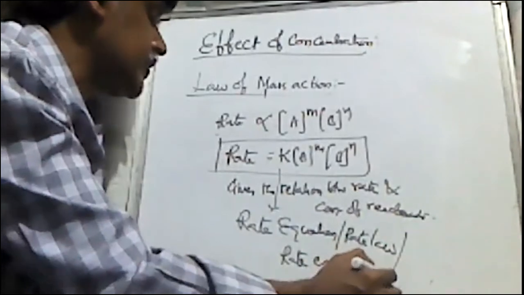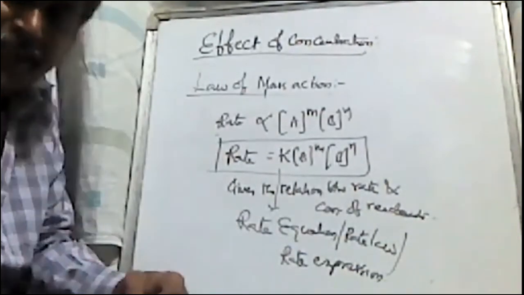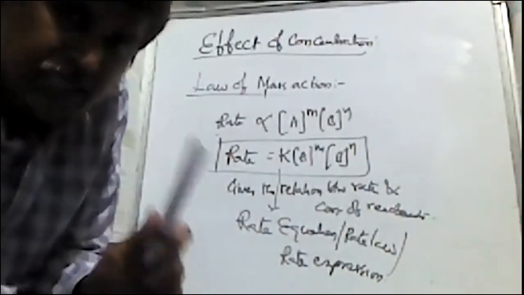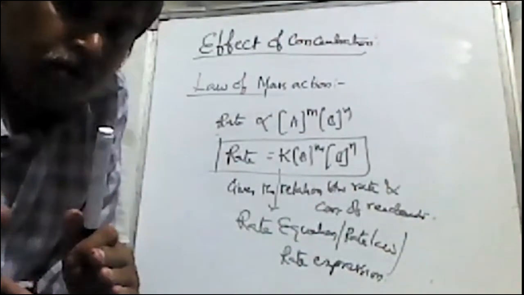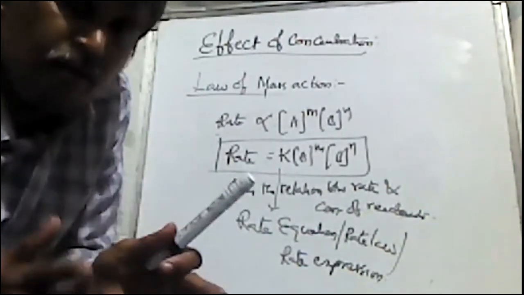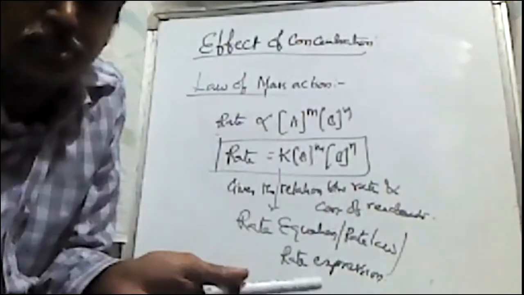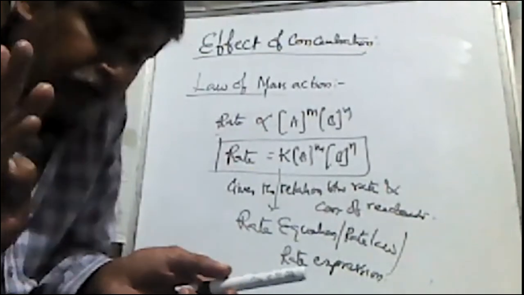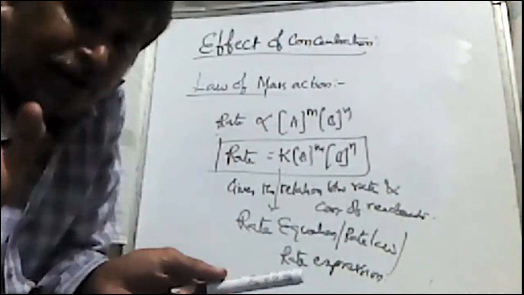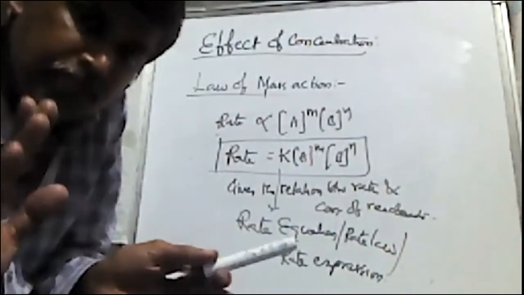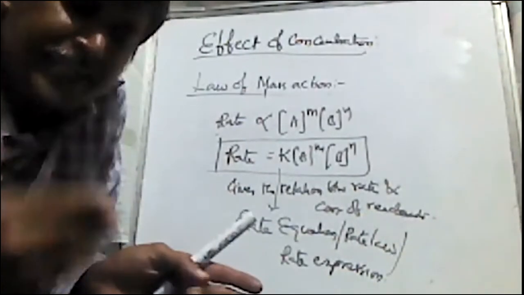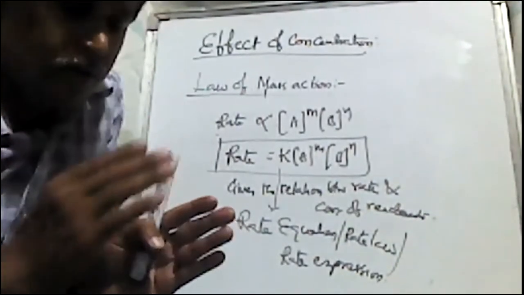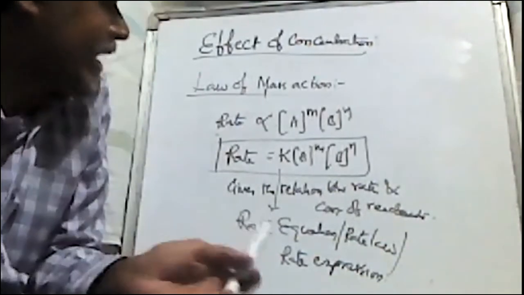What is the rate equation? The rate equation is the equation which gives the relation between rate and concentration of reactants, also called rate law or rate expression. So far we have seen three definitions: rate of reaction, rate constant of a reaction, then rate expression or rate law of a reaction.